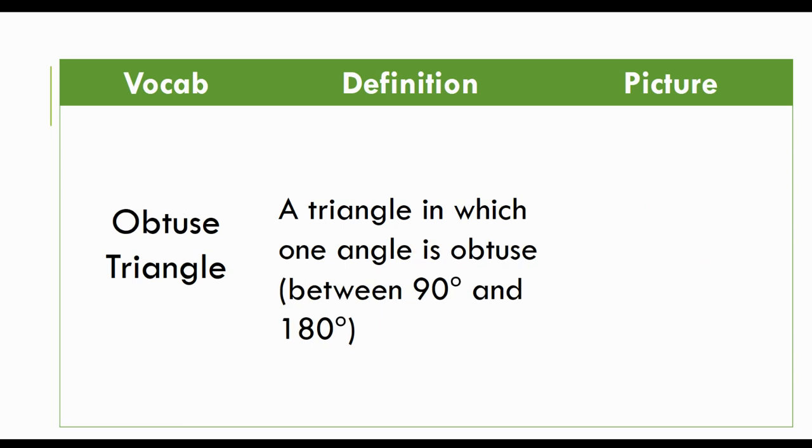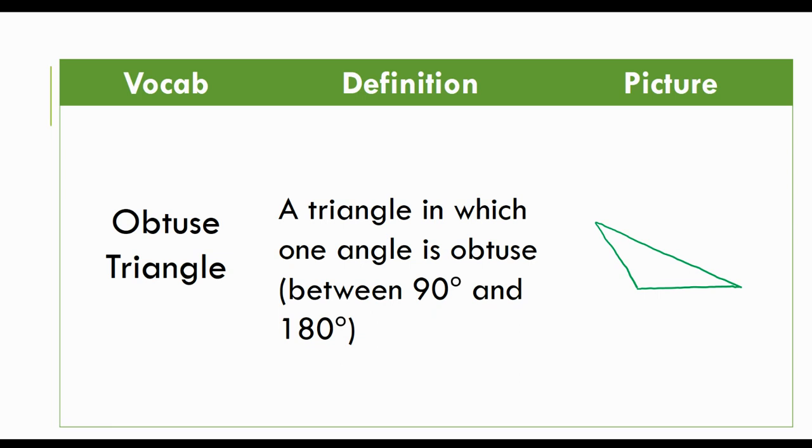So then we have an obtuse triangle. An obtuse triangle is a triangle in which one angle is obtuse. So remember, obtuse means that you have a measure between 90 and 180. But it can only be one of those angles.